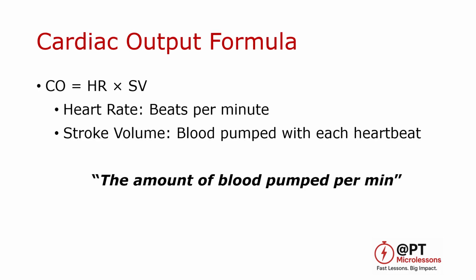Heart rate is the number of heartbeats each minute, while stroke volume is the amount of blood ejected by the left ventricle with each beat. Together, these determine the total amount of blood pumped every minute. Normally, the heart pumps approximately 5 liters per minute at rest, and up to approximately 25 liters during exercise.